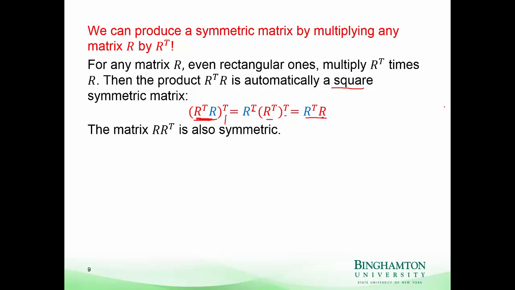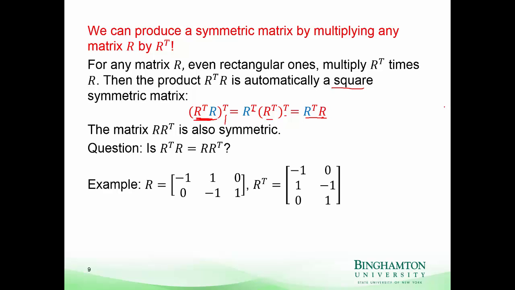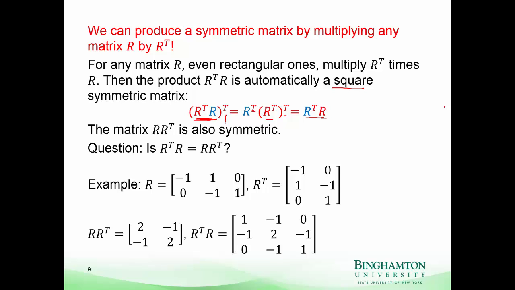The matrix R R transpose is also symmetric, and you can do a similar verification that it will be symmetric. Now, is R transpose R equal to R R transpose? Well, not in general. So here's R, there's R transpose. If we multiply out R R transpose, we get a 2 by 2. If we get R transpose times R, we get a 3 by 3.